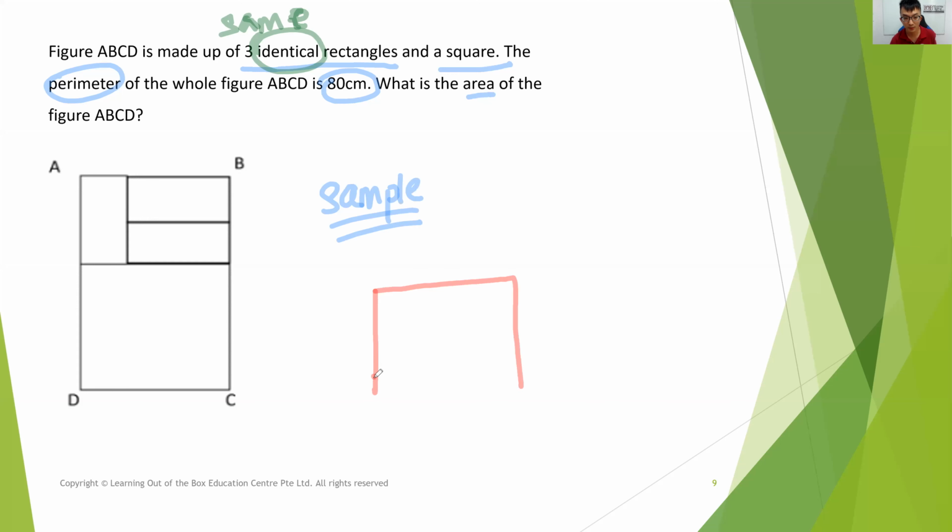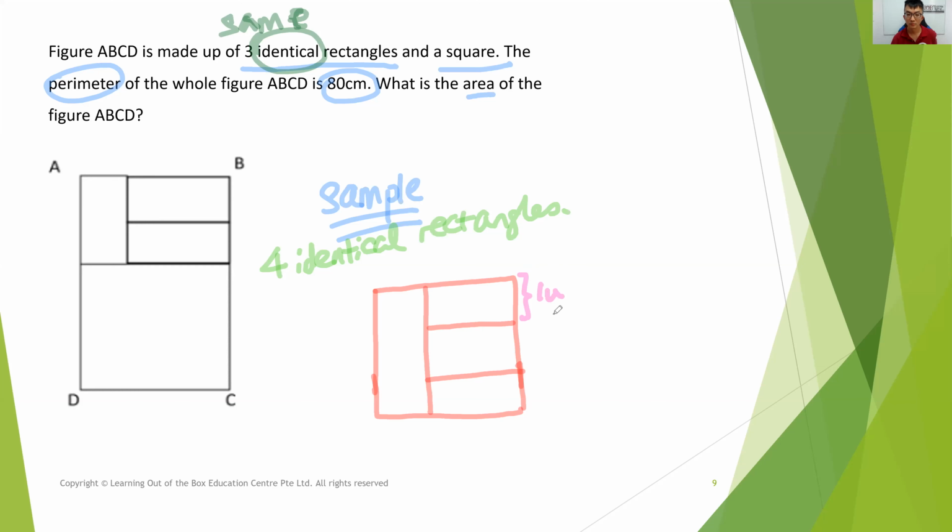Now I'm going to show you that I'm actually a very good artist. Okay, so example 4 identical rectangles. Okay. Means all the same, right? Okay, I'll give you the first step. I call this 1 unit. What should I do next?